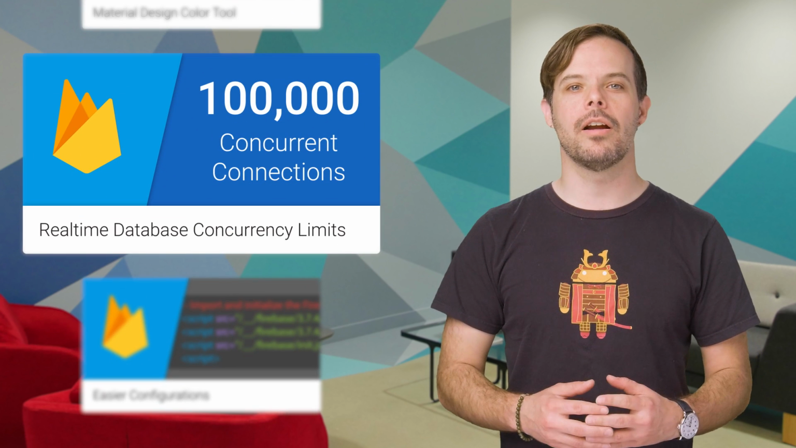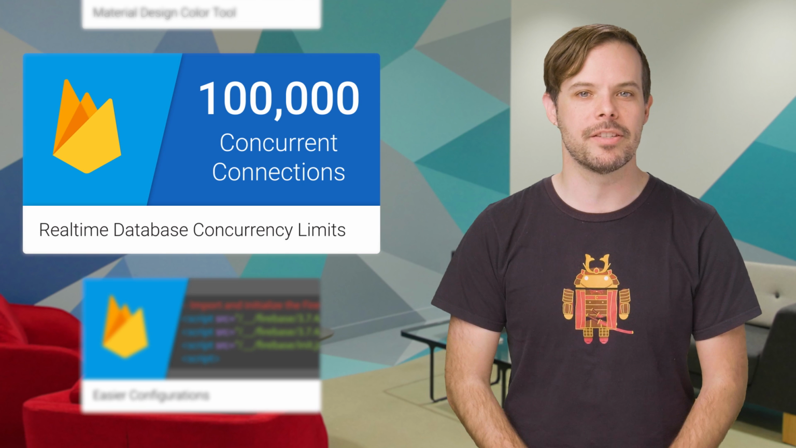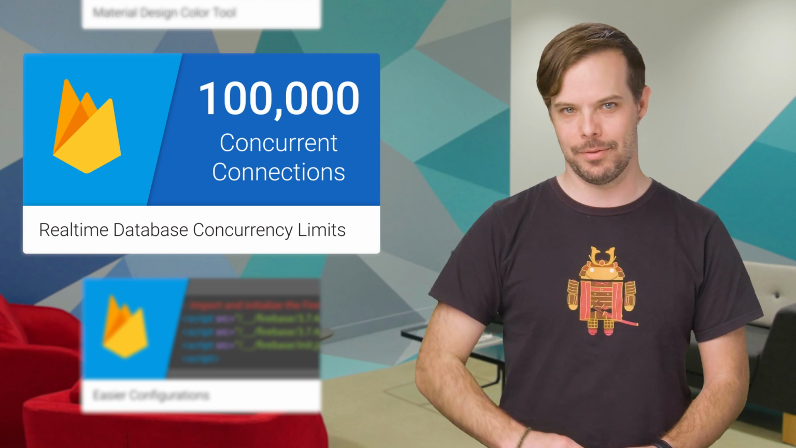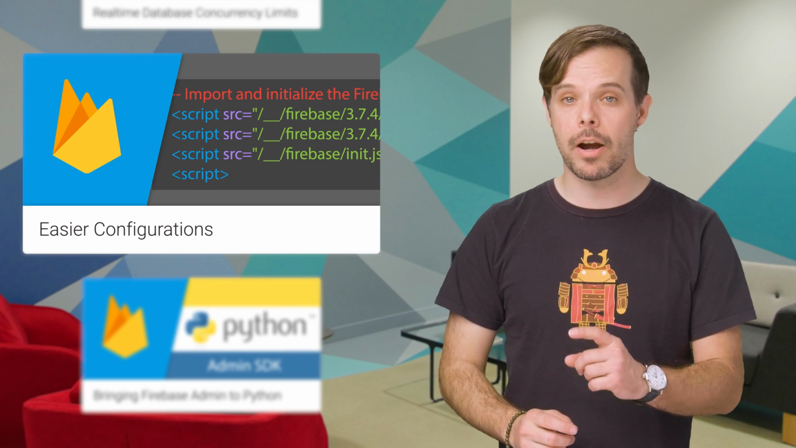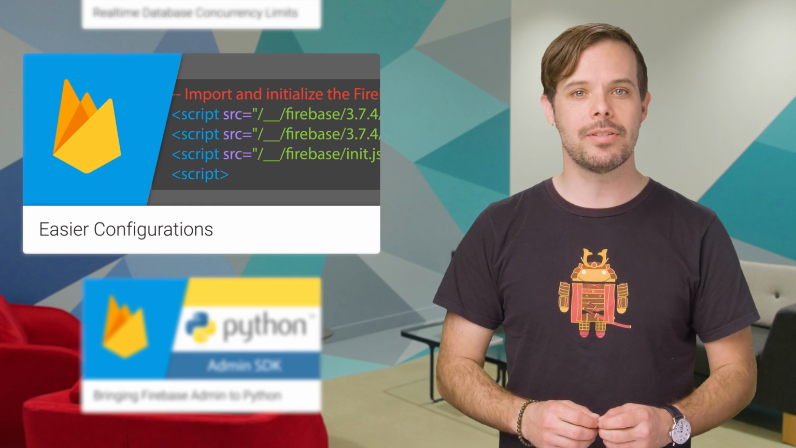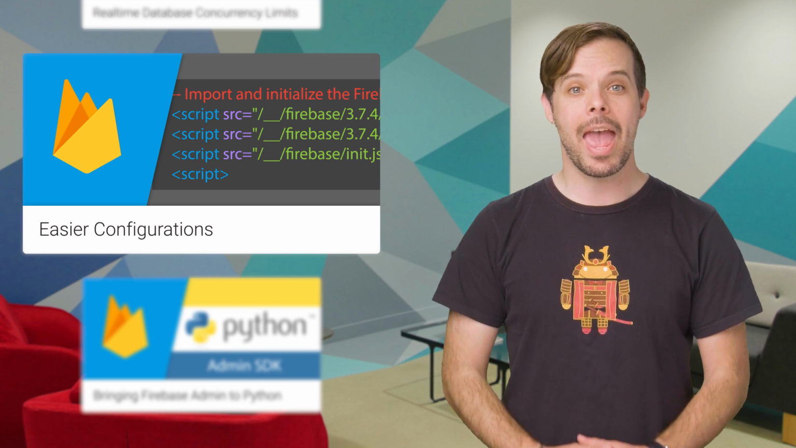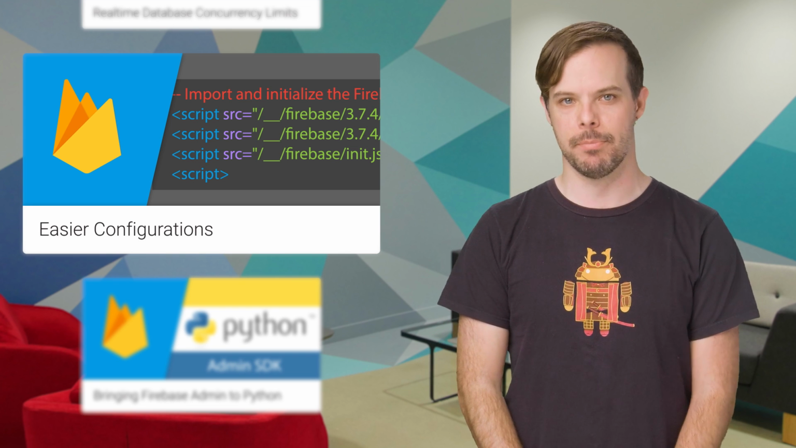We're increasing the concurrent connections limit for developers on the Firebase Flame and Blaze plan from 10,000 to 100,000. Also on Firebase are some new features of Firebase Hosting and the Firebase CLI that make configuring Firebase on your web app and working with multiple environments much simpler. Details and code are on the post.